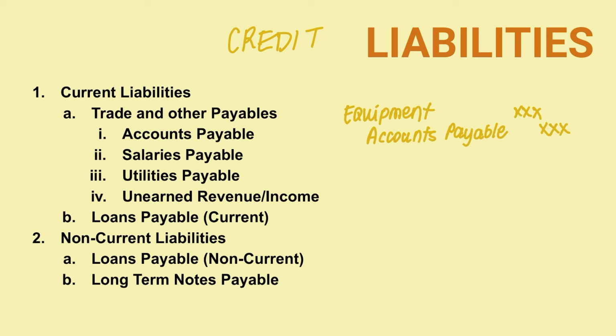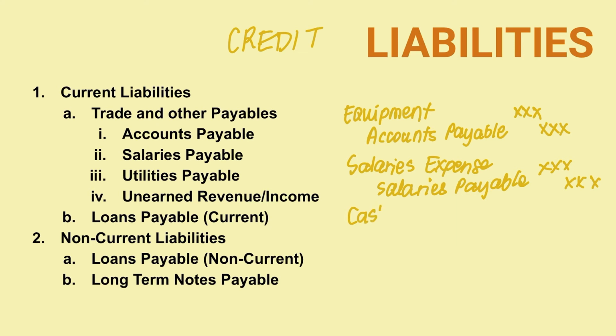This is also true for salaries payable and utilities payable. You're going to record an expense, so you're going to debit salaries expense, and you're going to credit salaries payable. And for unearned revenue or income, this is a liability because you already received cash, and you have a liability because you still have services to render or goods to deliver. The normal balance is a credit account.